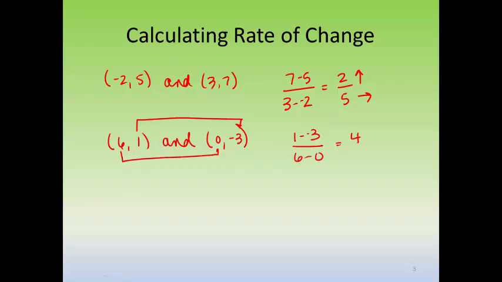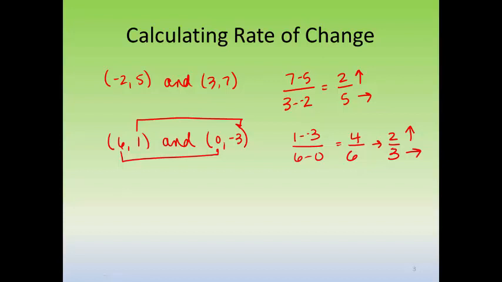This still ends up with 4 over 6. This can be reduced to 2 over 3. So for every 2 we move up, we move to the right 3. So that is our rate of change, our vertical change over our horizontal change.